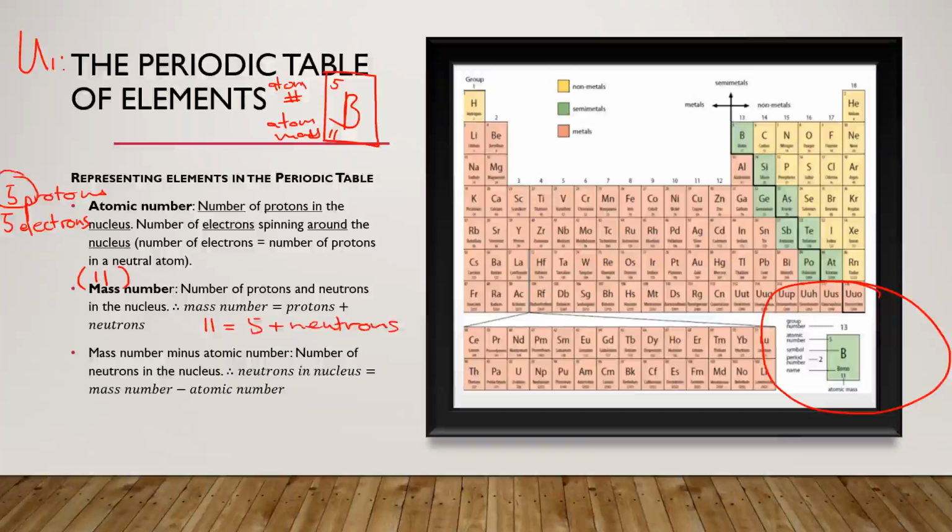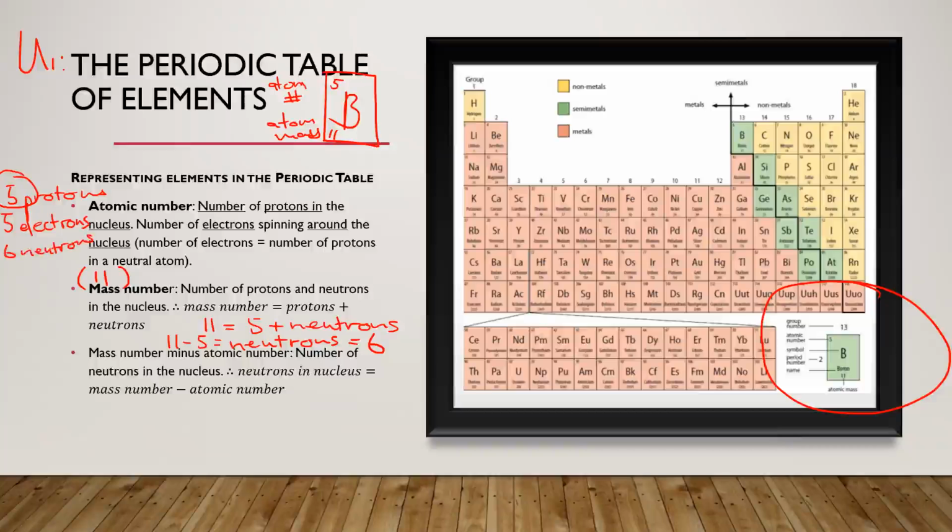Now this is easy, we're just going to take the 5 to the other side, and because the 5 is a positive number on the right side of the equation, it'll be a negative number on the left side of the equation. So we can write 11 minus 5 is equal to the neutrons. And hence we have 6 neutrons. So we know that there's 6 neutrons in boron.